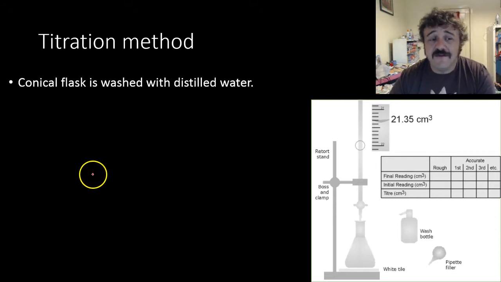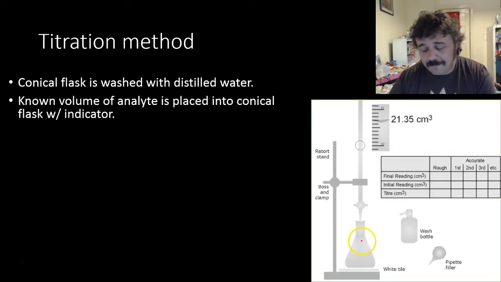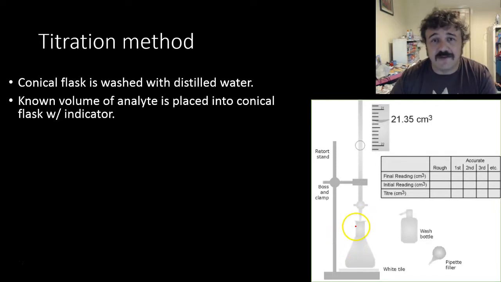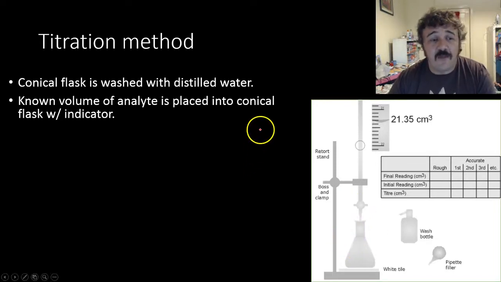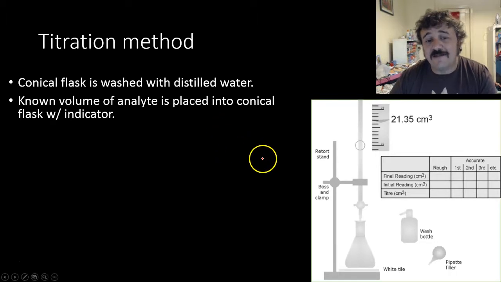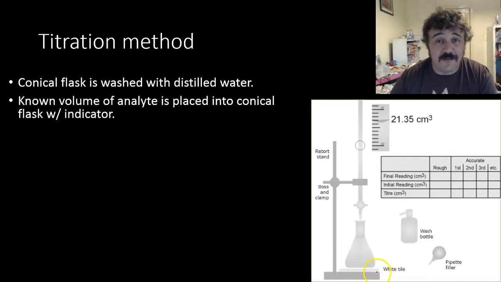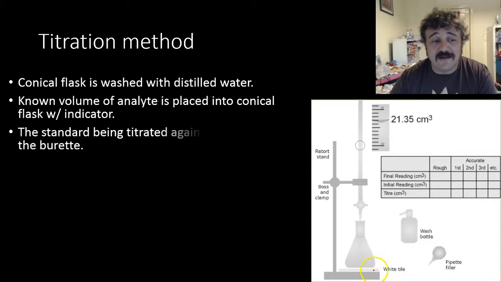What do we do? First, we wash our conical flask with distilled water. That's this guy here. Wash that with distilled water. We're assuming, by the way, at this stage, you've already made your primary standard. That'll be covered in another video. A known volume of the analyte is placed into the conical flask. This is done with a pipette or pipette with indicator.